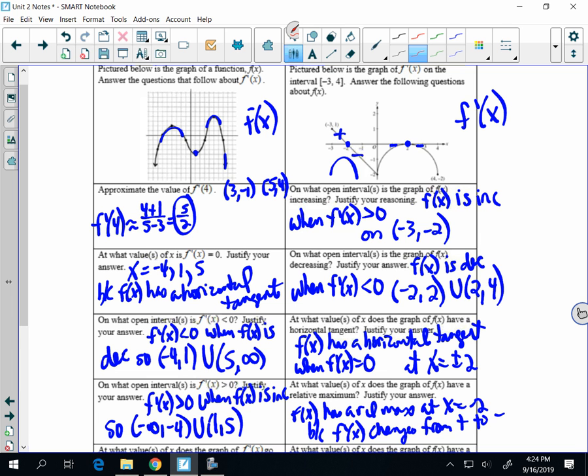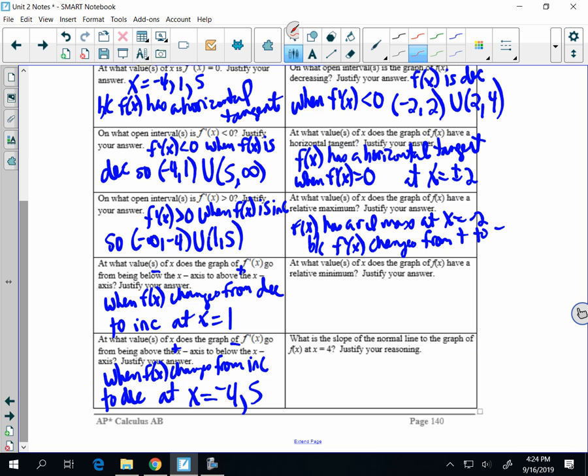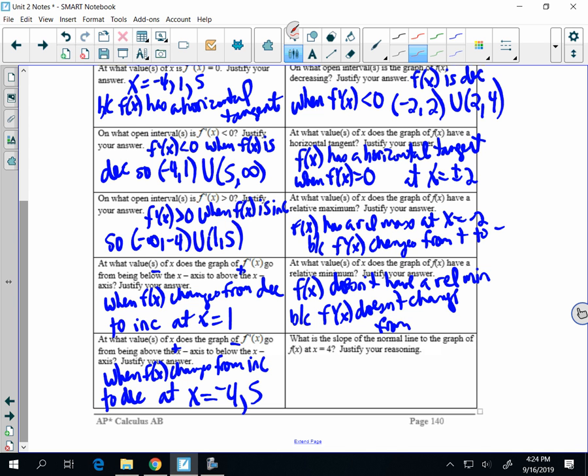But look what happens at +2. It's negative on both sides. It's below the x-axis on both sides, which is why just because the derivative equals 0 doesn't guarantee that it's a max or min. You have to look for the change in sign from positive to negative or negative to positive. And so the answer here is f of x doesn't have a relative min because f prime of x doesn't change from negative to positive, which is what we would need to have. We need to have it changing from decreasing to increasing.